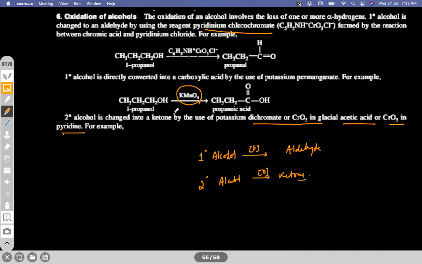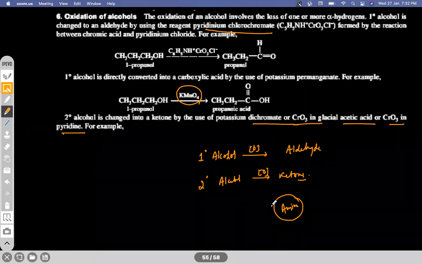Copy down this. After this, we'll continue in the next class. Next class, like I said, we'll finish alcohol, phenol, ether, plus amines also will finish. I will share a few PDFs for S block, biomolecules, and polymers. You can solve questions on them.